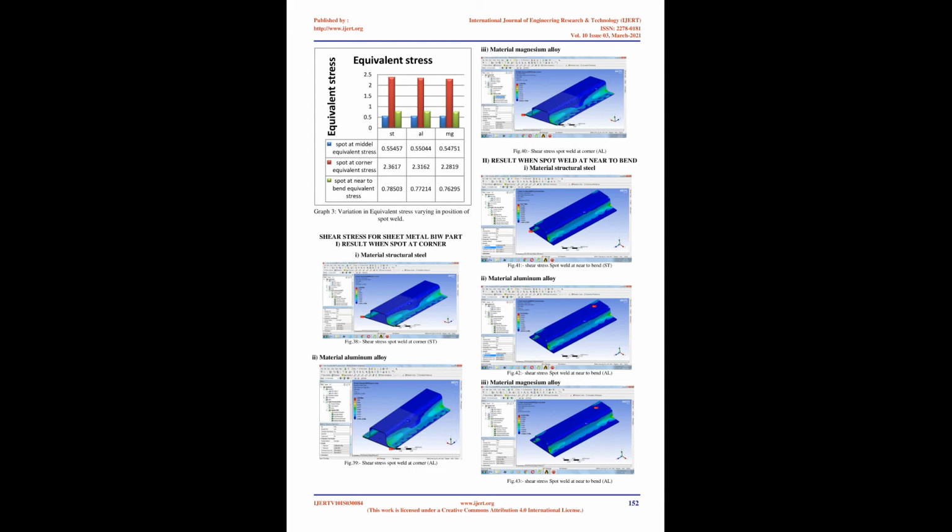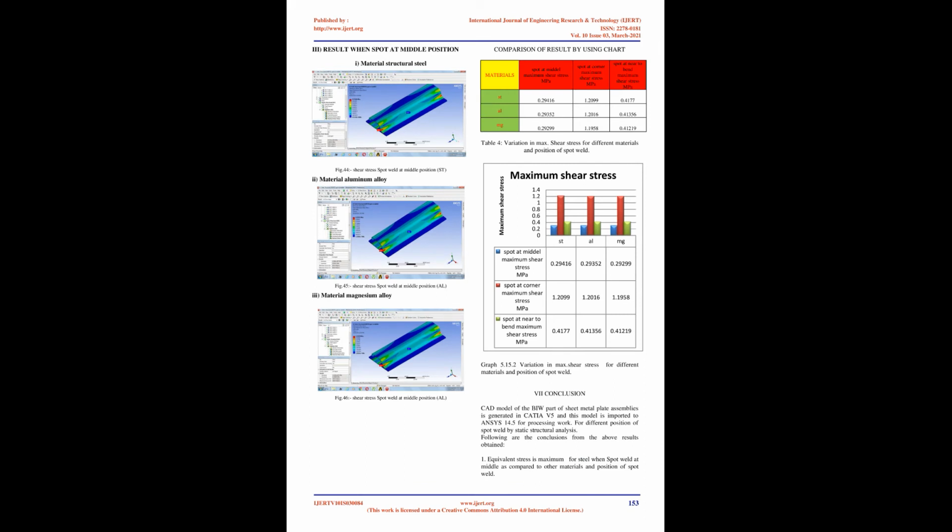Plate. Plate length 564 mm, width 110 mm. Thickness of the plate T equals 1.5 mm. Top hat. Length 110 mm. Height 29 mm. Length of top hat equals 564 mm. Sheet metal plate, BIW part, view nomenclature. Material selection. Finite element analysis for spot welds in a structure.